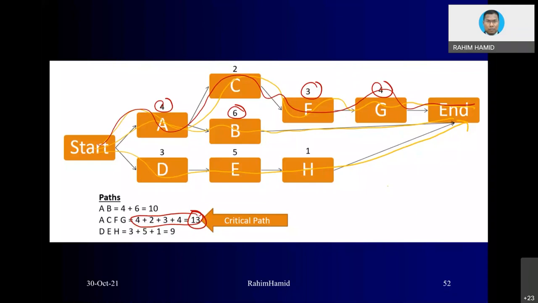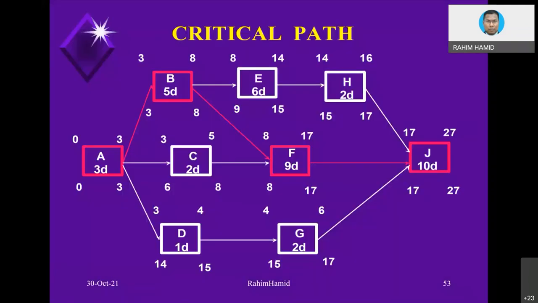And lastly, critical path. This is an example of an AON diagram with all the figures. This indicates early start, early finish, late start, late finish. Later on, we will learn about this. But I want to show you the concept of critical path.